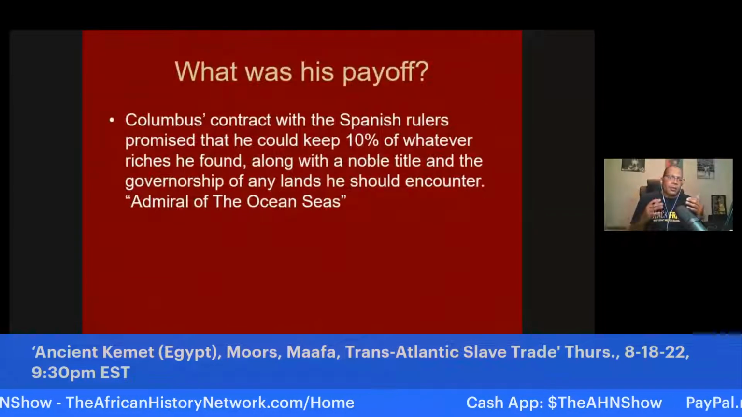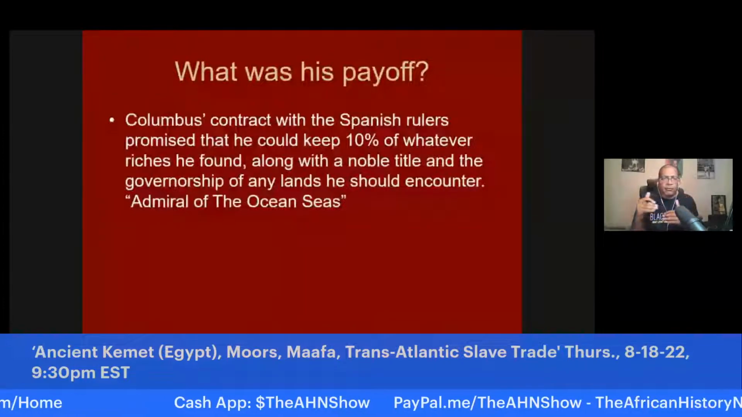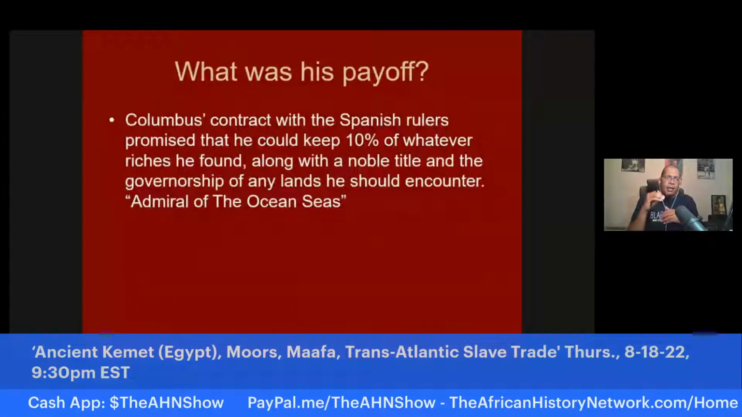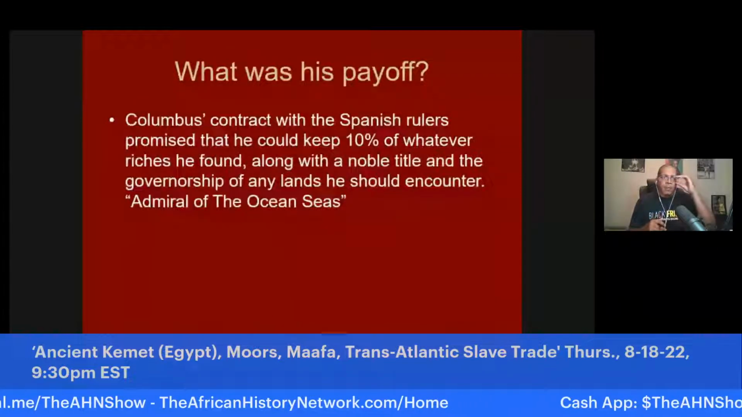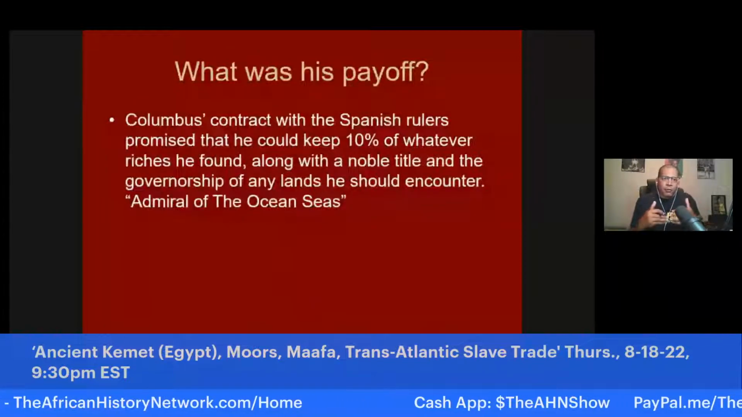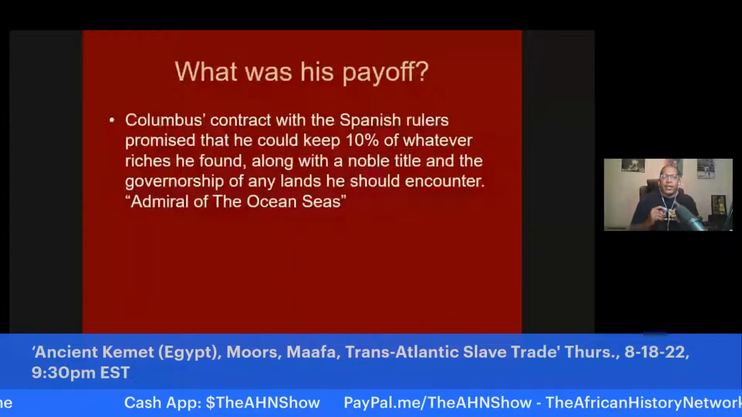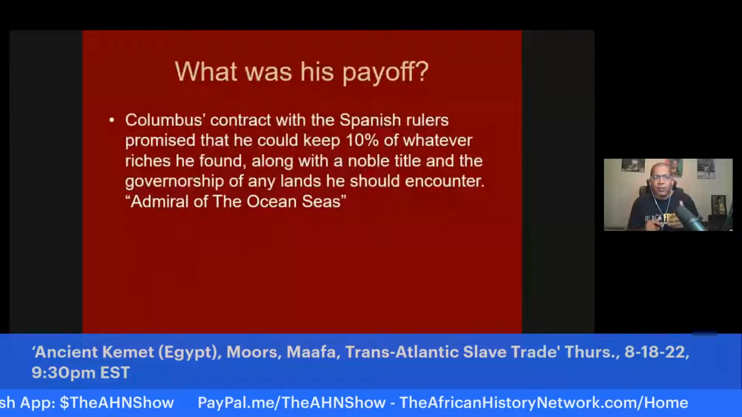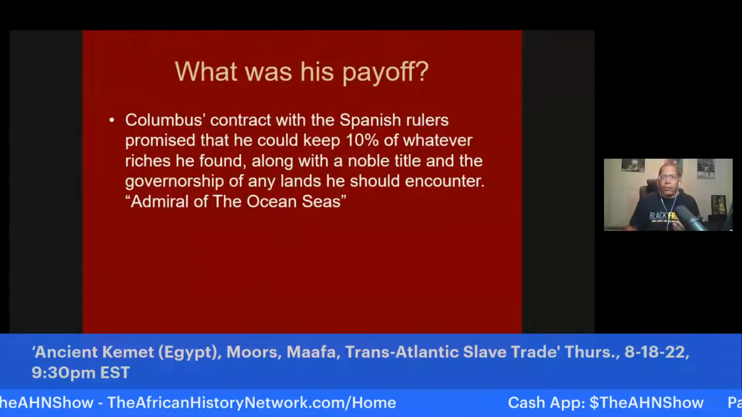And the contract that he had with Queen Isabella and King Ferdinand of Spain allowed him to keep 10% of whatever riches he found, along with the noble title and the governorship of any lands he should encounter. That title was Admiral of the Ocean Seas.